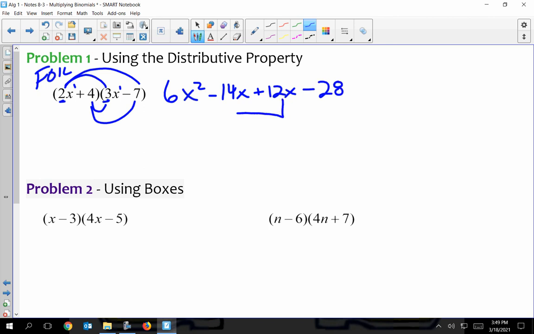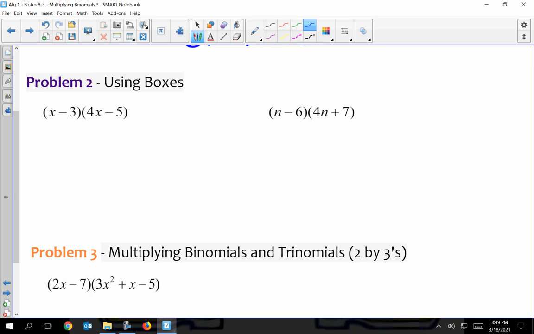I want to look to see if I can put those two together. I can because the powers are both 1. I don't have another x squared, so I'm just going to rewrite this one. Negative 14 and positive 12 gives me a negative 2x. And then I have a constant here at the end and nothing to put it with, okay? All right, so we're just simplifying it down, putting like terms together, okay? I'll do the box on this one.